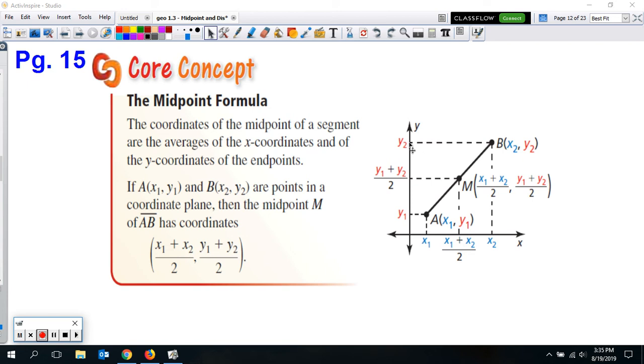y1 is here, y2 is up here. So if you add them and divide by 2, it's going to put it right there in the middle. And that's going to give you the coordinates for point M. That's what we're trying to find as a coordinate.